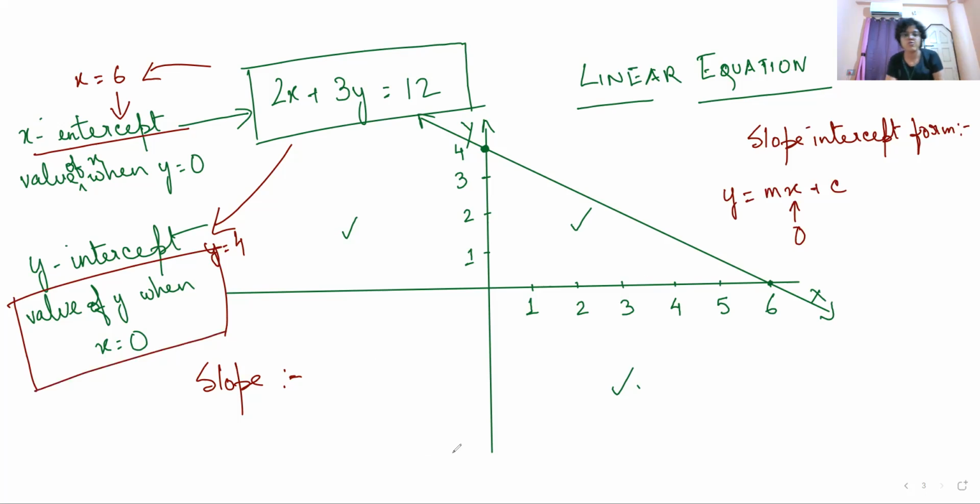That's about it. So from here, if we want to find the slope, what do we do? We simply write it in the slope intercept form, which means y should be on the left hand side. So 3y equals minus 2x plus 12. Then we reduce it. We just divide it by 3 because we only want y on our left hand side. So y equals minus 2/3 x plus 4.